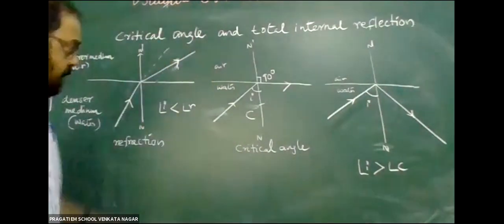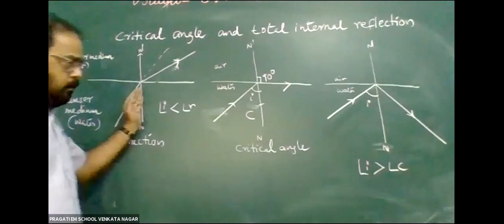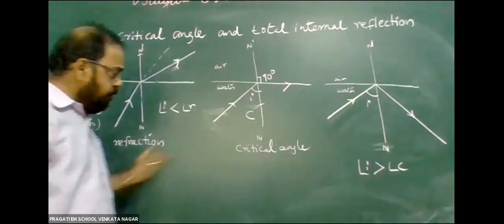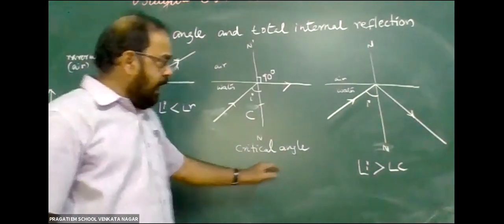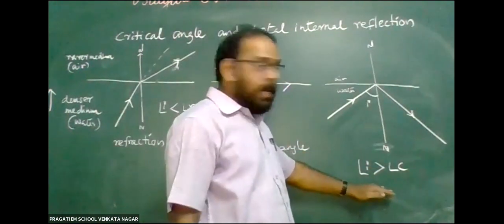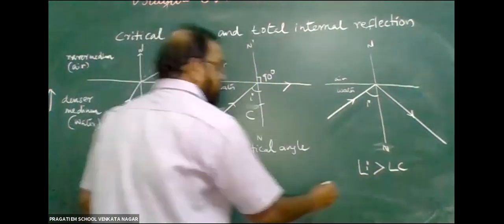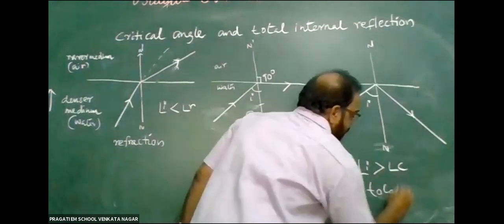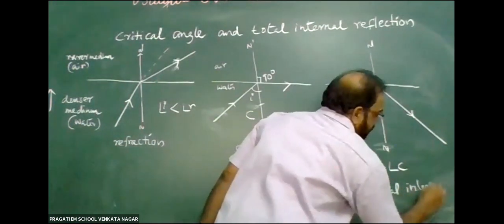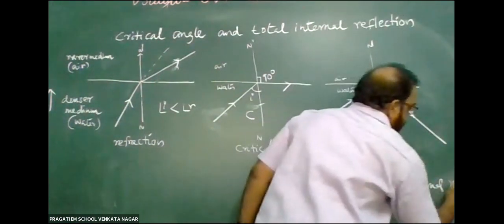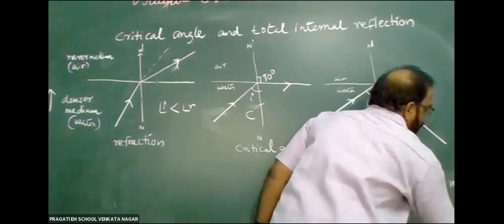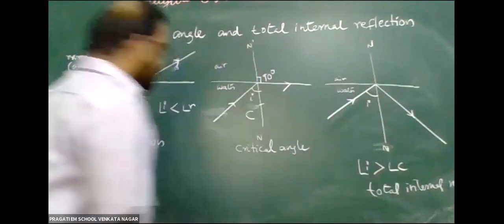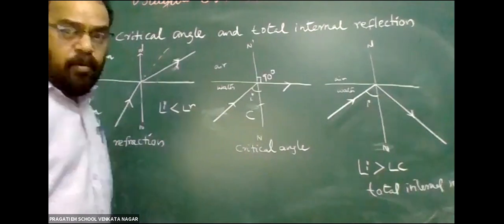Now please draw this diagram. 1. Normal refraction. 2. Critical angle. 3. Total internal reflection. Draw these three diagrams. After that I will give you the definition.